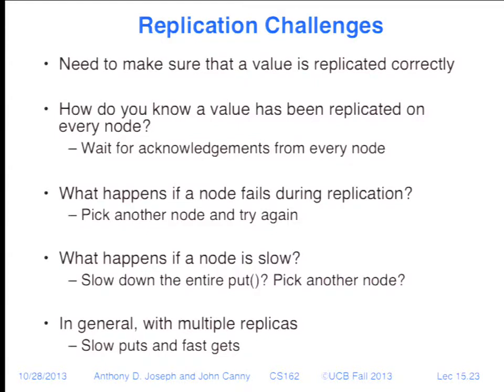Gets, on the other hand, are really a min of the nodes that you can retrieve. So once you have the directory information about where the data is, you can send out requests to all those data nodes in parallel. And whichever one arrives first is going to give you the answer. So get, in general, is a minimizer of delay and latency, and put is a maximizer.